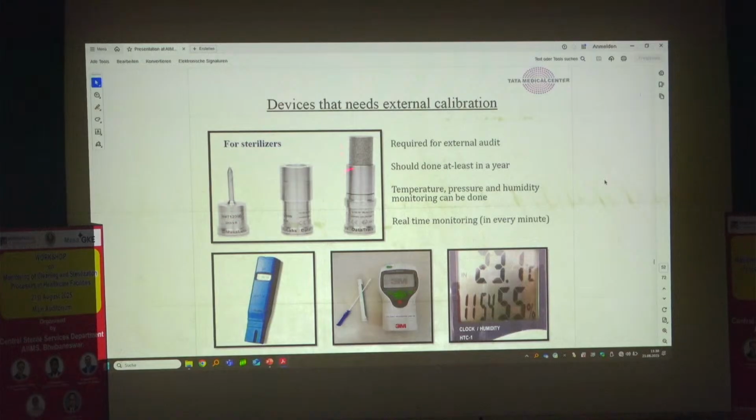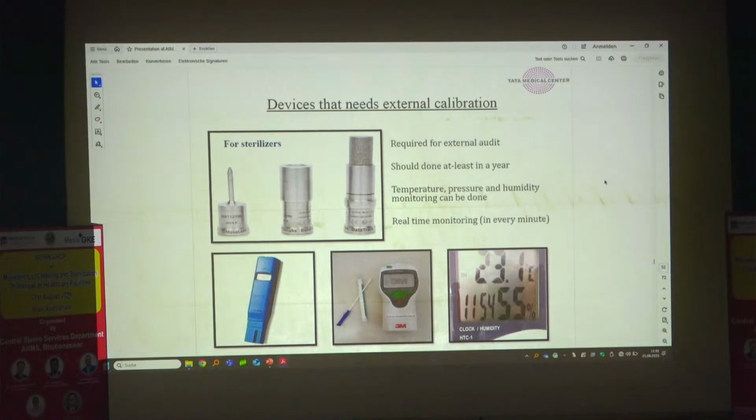We are using such things for external calibration purposes. It is sometimes required for NABH, JCI, green OT audit. It is required, so we sometimes do this. It is a very good thing for external calibration purposes. So it is required for the external audit and should be done at least once a year. Temperature, pressure and humidity monitoring can be done and it gives real-time monitoring. So it is called the data logger, which is very useful for calibration purposes because you cannot understand whether whatever your machine has shown is proper or not.